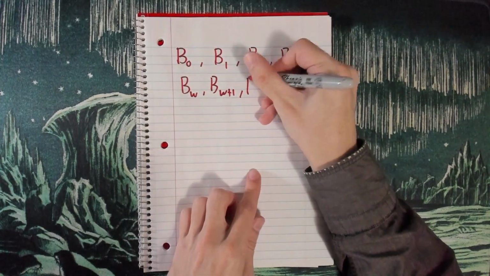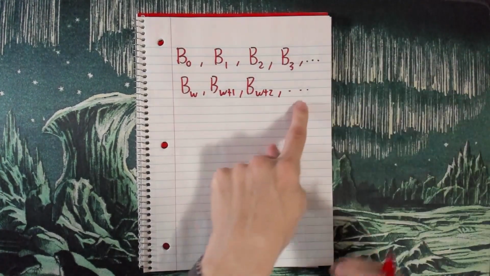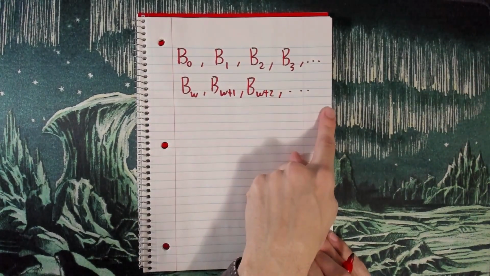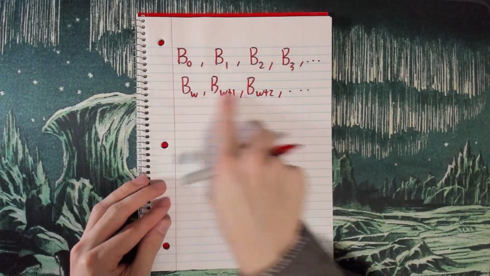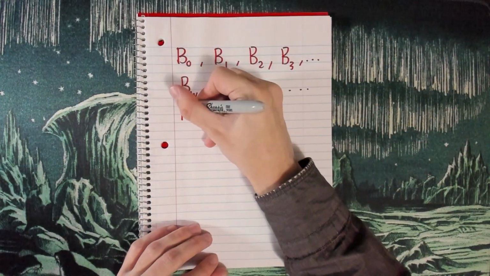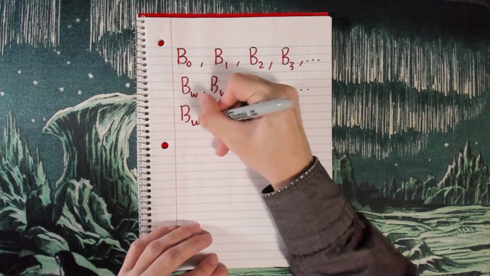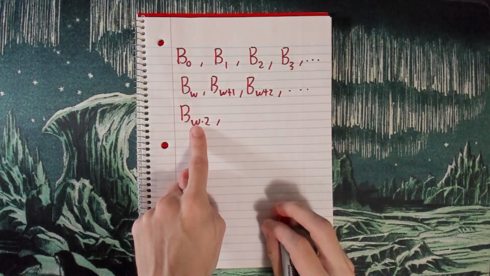We can take the power set of that. I'll call that B omega plus 2. And then this goes on forever and ever, taking more power sets. What can we do to get a bigger set? Is that the end? No. We can take all of these sets and combine all of their elements together to get B sub omega times 2.